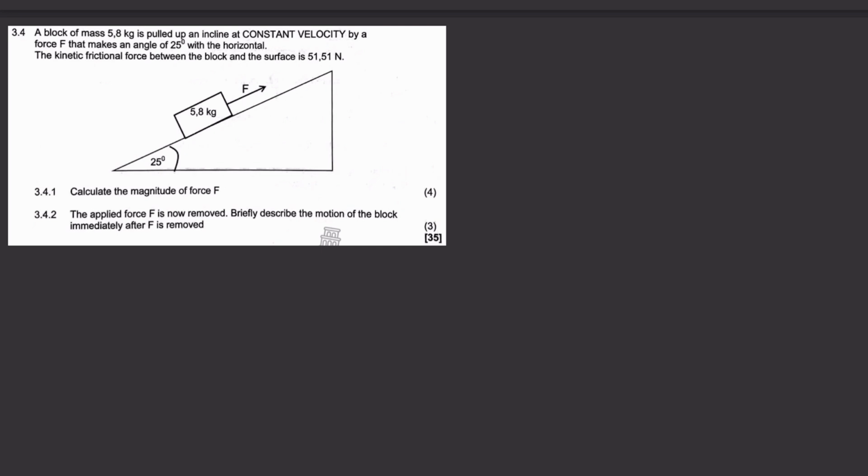Okay, question 3.4. A block of mass 5,8 kilograms is pulled up an incline at constant velocity by a force F that makes an angle of 25 degrees with the horizontal. The kinetic friction force between the block and the surface is 51,51 newtons. Calculate the magnitude of force F. So they tell us constant velocity, and so what that means is F net is equal to 0. Okay, let's draw a free body diagram.